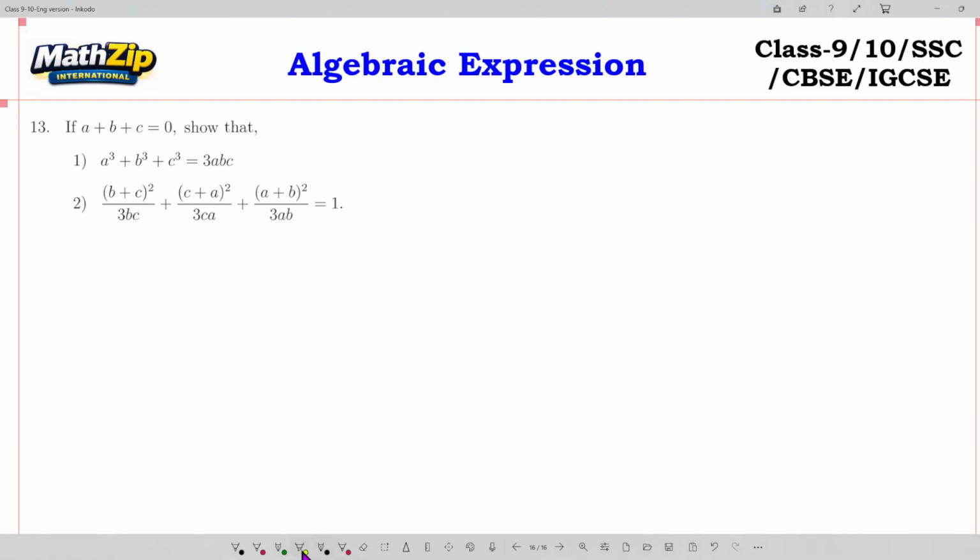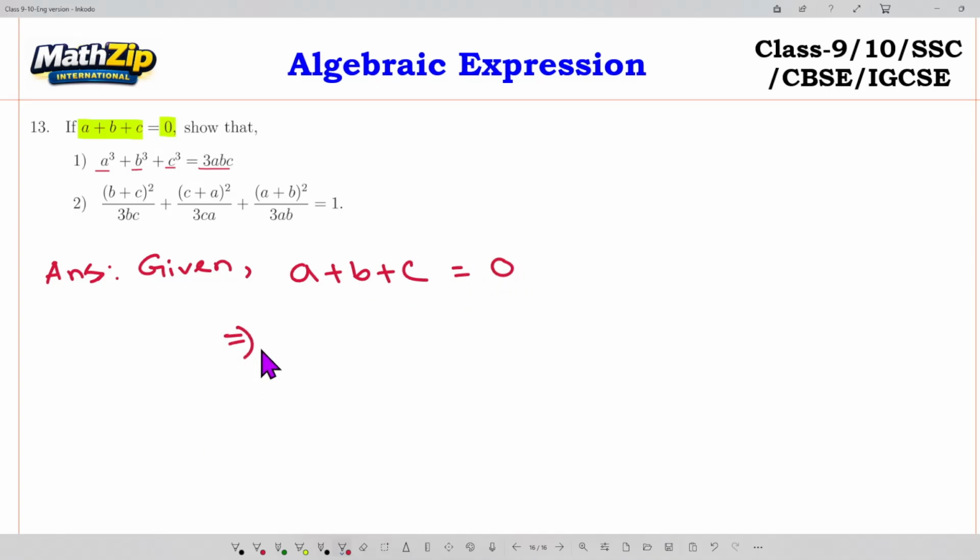Algebraic expression: if a plus b plus c equals 0, we have to show that a cube plus b cube plus c cube equals 3abc. First, we can write the given a plus b plus c equals 0. This one we can write as a plus b equals minus c.